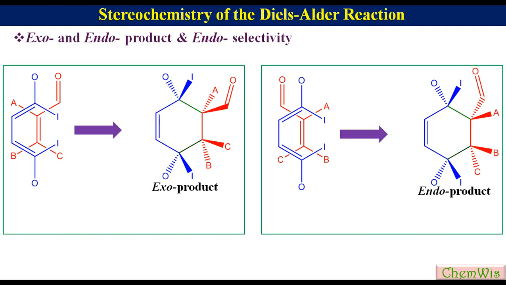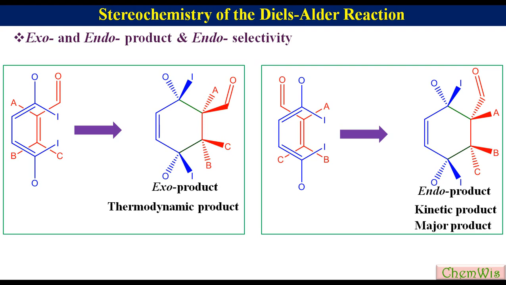Exoproduct is thermodynamically more stable than endoproduct. Endoproduct is formed at a faster rate than exo. So, exo is the thermodynamic product while endo is the kinetic product. This is because the transition state for endo is more stable than exo. So, we get endoproduct as the major product.